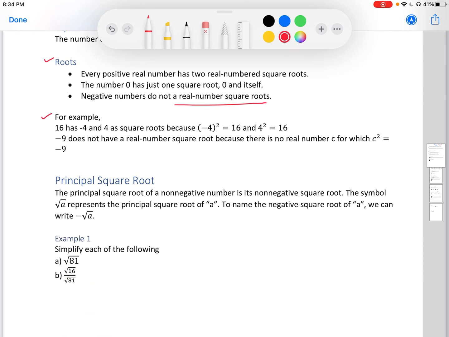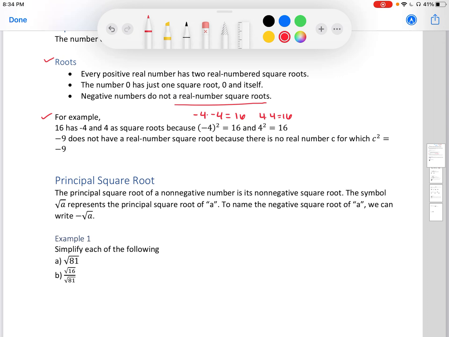Quick example. 16 has negative 4 and 4 as square roots because negative 4 squared is 16. Since negative 4 times negative 4, a negative times a negative is positive, we get positive 16. And 4 squared is 16. 4 times 4 equals 16.